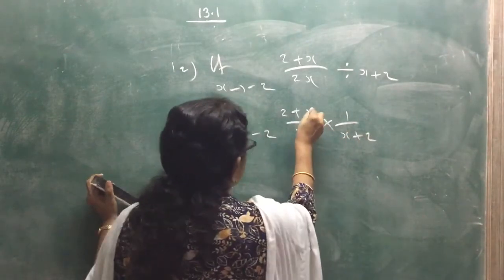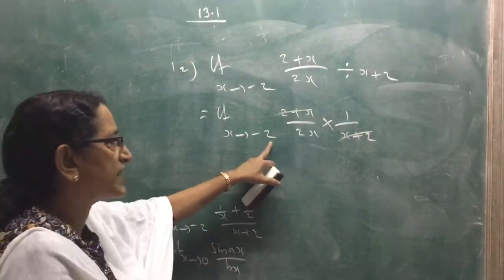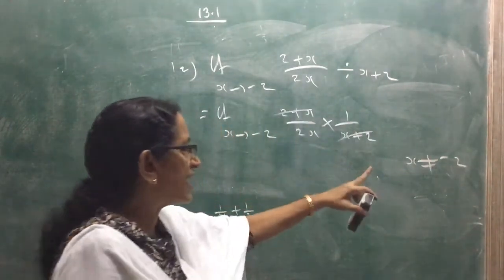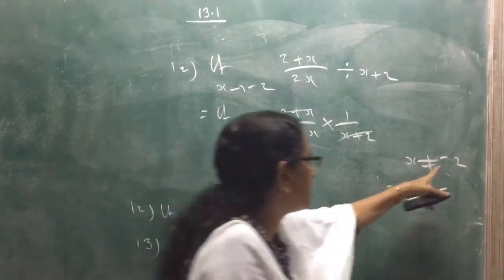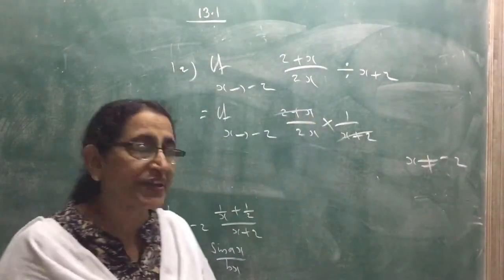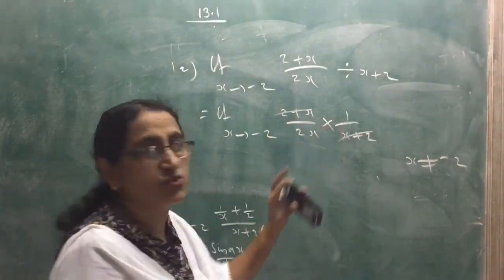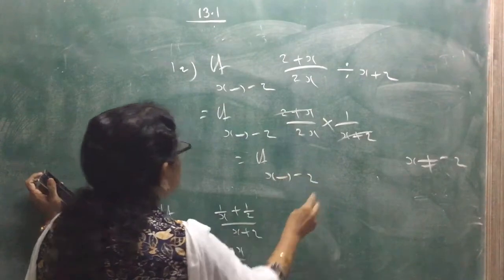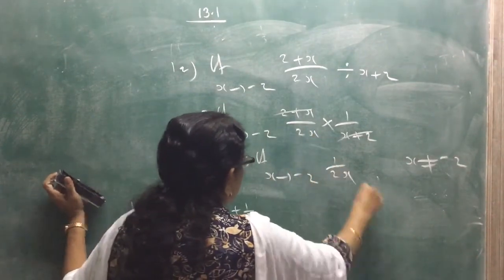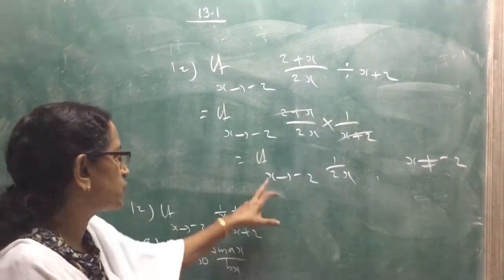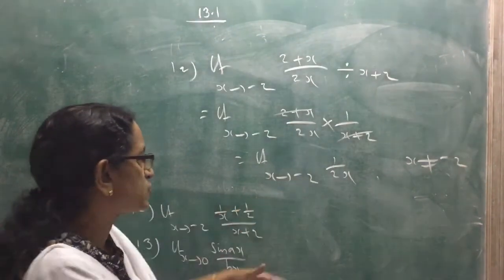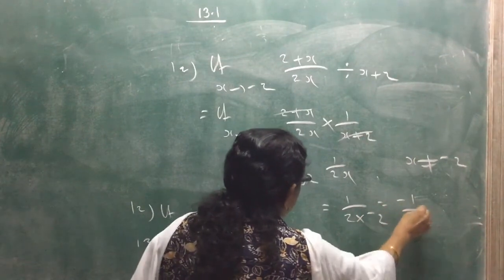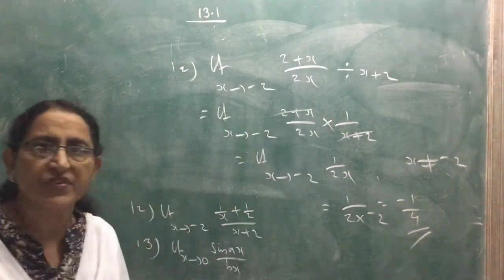Cancelling this: since x tends to minus 2, x is not equal to negative 2, so x plus 2 is not equal to 0. When we take minus 2 to this side, x plus 2 is not equal to 0. So we can cancel x plus 2 and x plus 2. Now we have limit x tends to negative 2 of 1 by 2x. Now we can substitute x equal to minus 2. So we get 1 by 2 into negative 2, that is equal to negative 1 by 4. So that is the limit of the function.